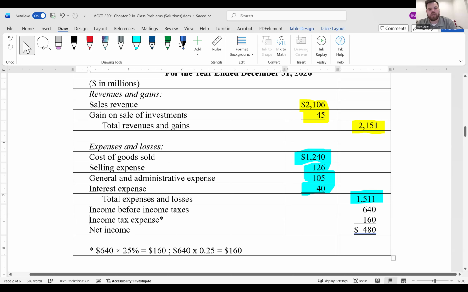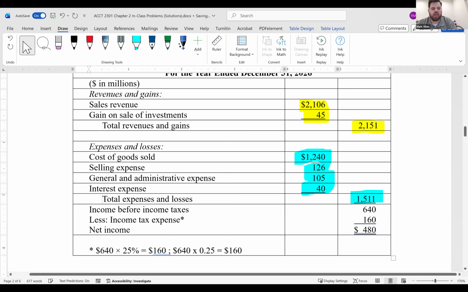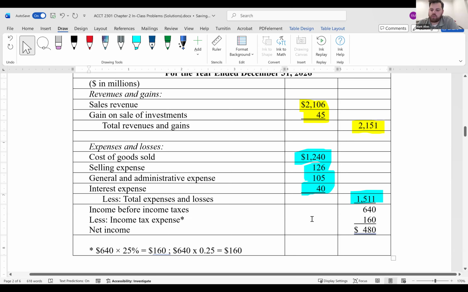Now, I will make a slight correction here to my key. If we're going to keep this without the parentheses, this should say less on both of these. That way we are clear that these are actually being subtracted. If you don't want to include that word less, you could just put the 1511 and the 160 in parentheses, as we discussed last time, indicating these numbers are being subtracted. I would encourage you not to do both, as then you would be subtracting a negative, and that could be confusing. So in this case, 640 minus 160, we come down to net income of 480.